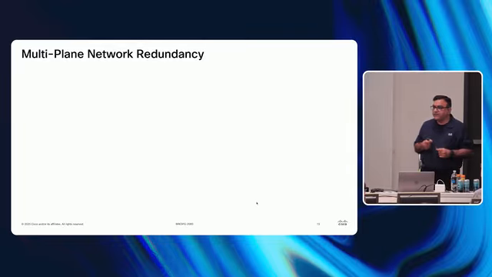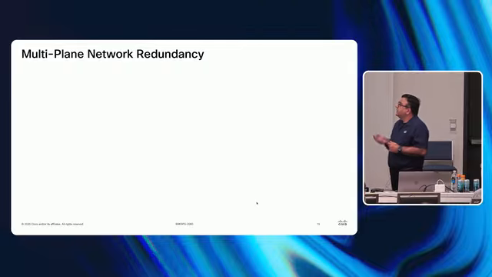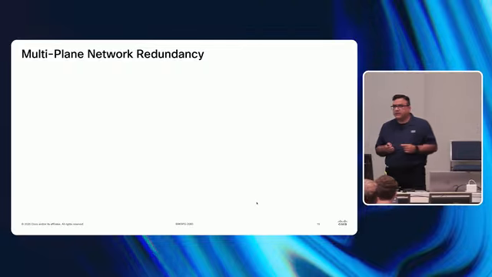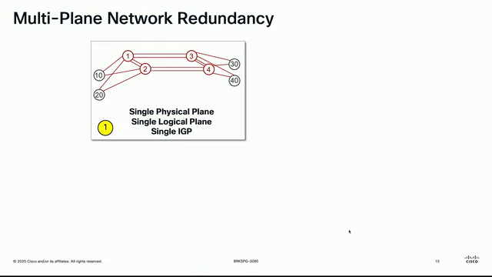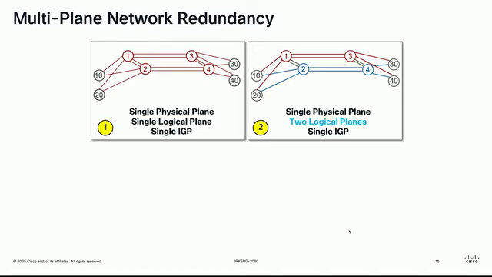Multi-plane architecture means different things to different people. Here we have included a few examples of multi-plane architecture. Topology 1 is the same as we showed earlier, which is a single physical plane and single logical plane with single IGP. Topology 2 is the same single physical plane, but now we have sliced it and we have created two logical planes, but we are still using single IGP.